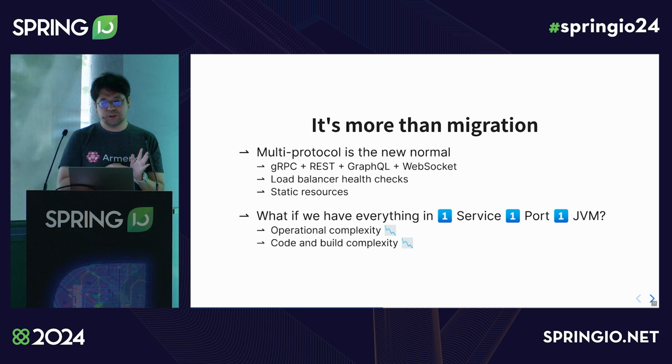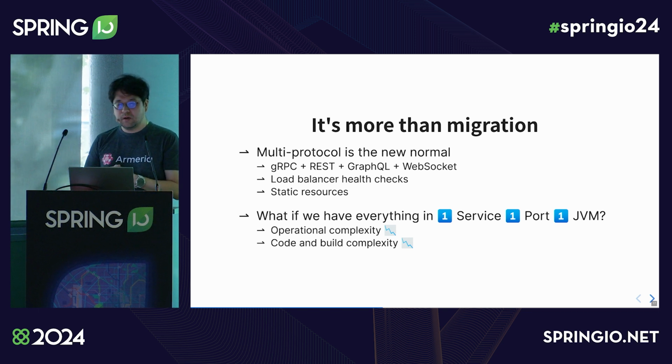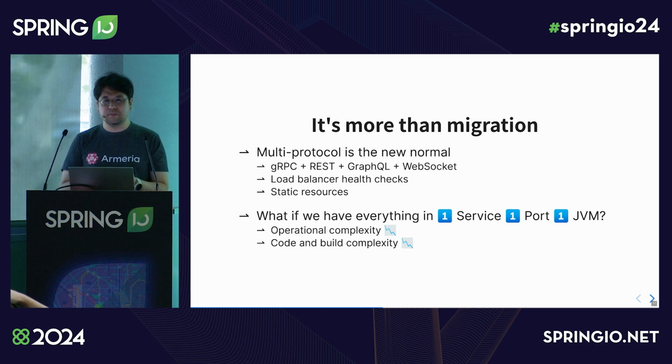It needs to respond to health check requests from load balancers, and it also needs to provide metrics to Prometheus scrapers. It sometimes needs to serve static resources. So it's always multi-protocol, even if you try to introduce just a single protocol.